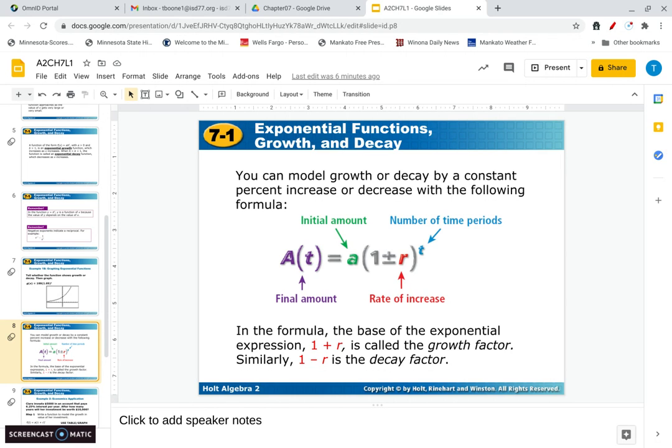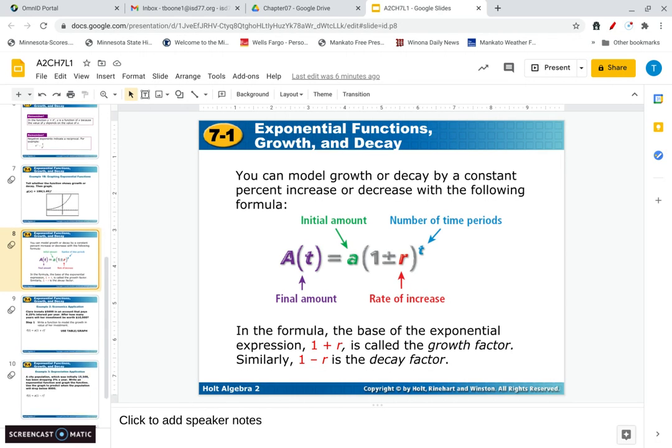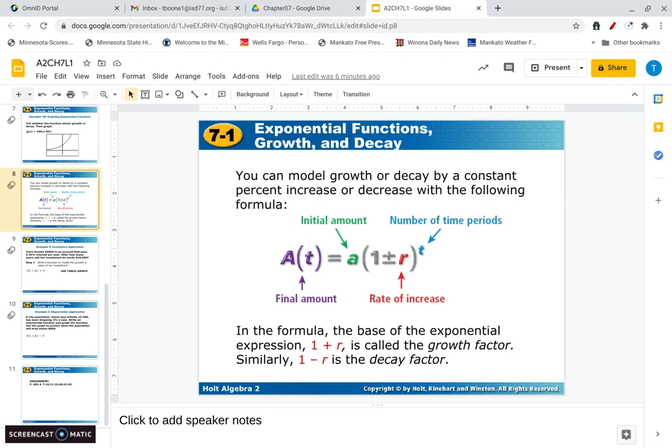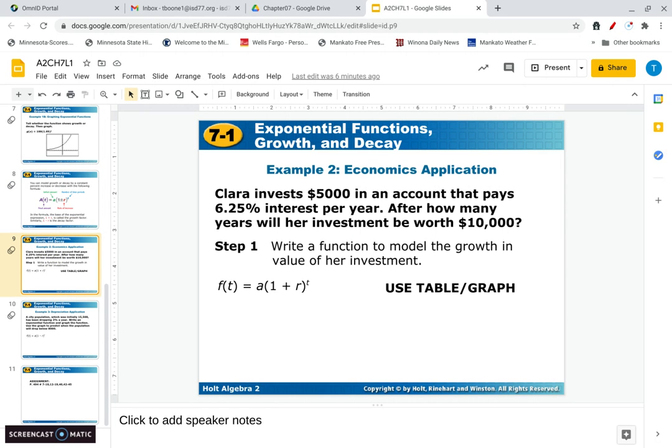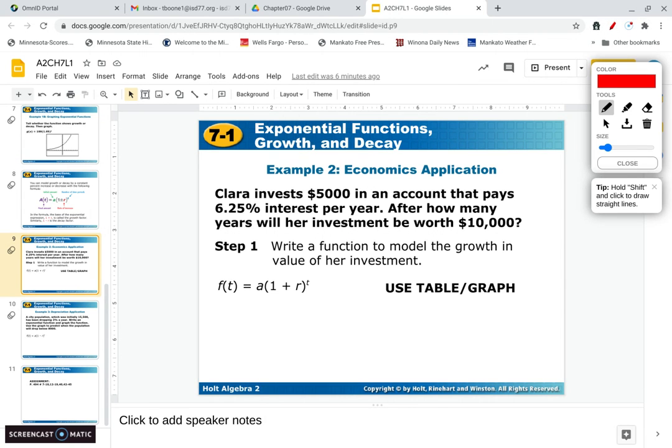Now, a lot of times the fun thing to use these for is money problems where we're investing. Let's just say that we had $5,000 in an account. It's going to pay 6.25% interest per year. After how many years will our investment be worth $10,000? So we can write an exponential equation. What do we start with? Well, we start with 5,000. It's a 6.25% increase, so we're going to add that to 1.